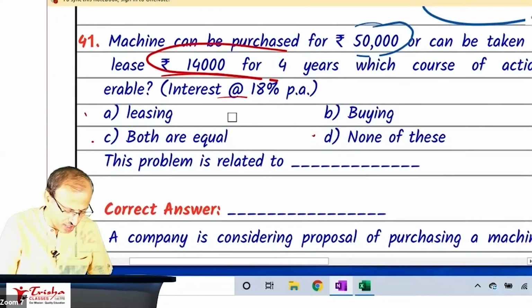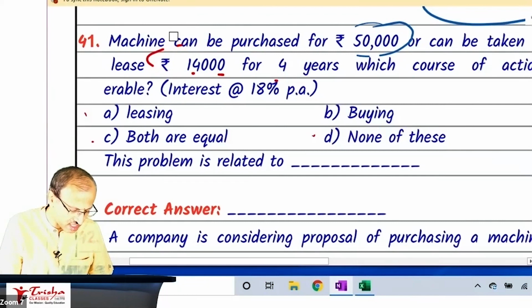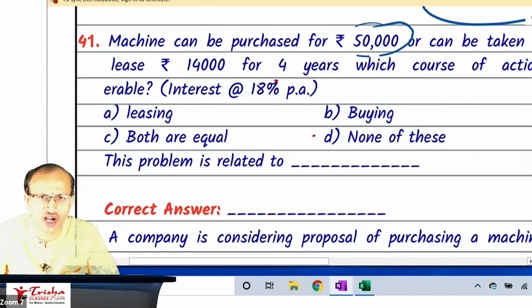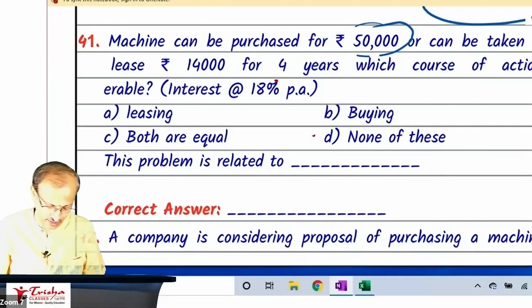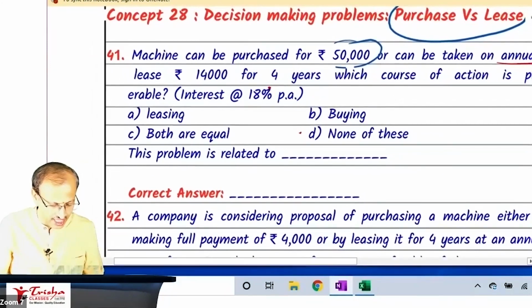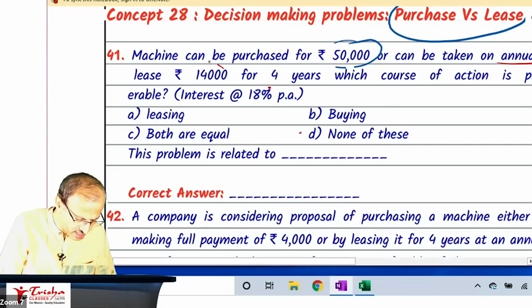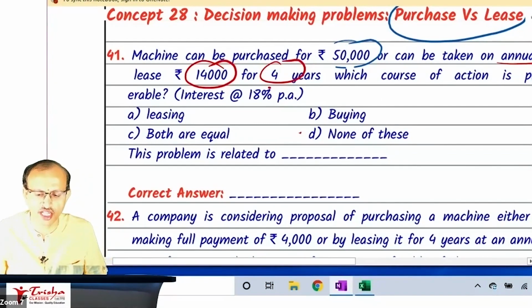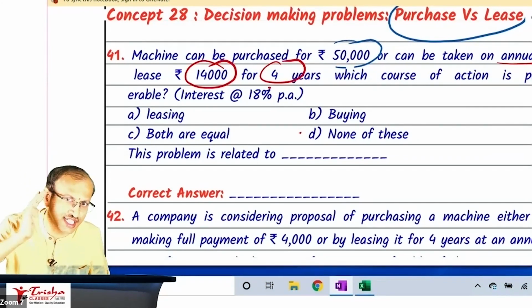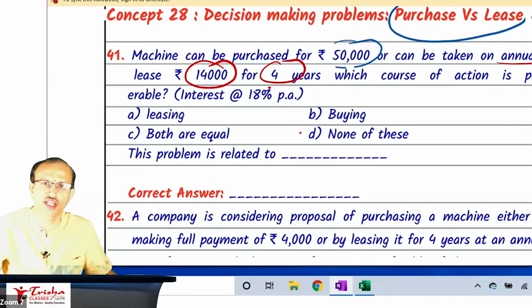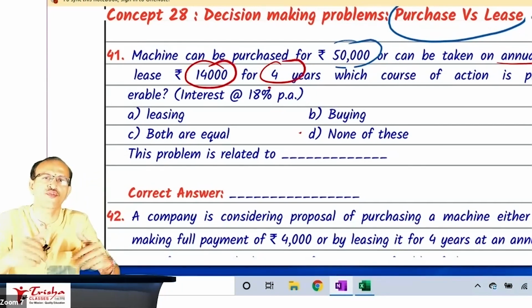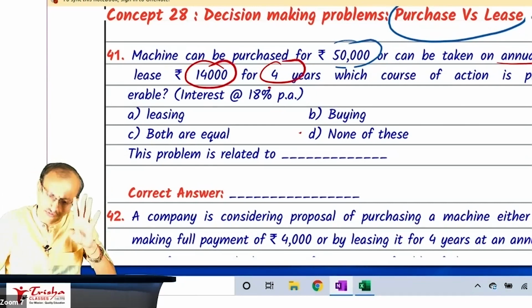Please answer my questions and we'll come to some conclusions. If you buy the machine, how much do you have to pay? 50,000. Super. Any doubts so far? If you go for lease, the rental model, you have to pay 14,000 for how many years? 4 years. One thing you have to note, the life of the machine is also 4 years. Don't assume that the machine will last many years, that I will use it only for 4 years and give it back. No, the life of the machine is also 4 years.